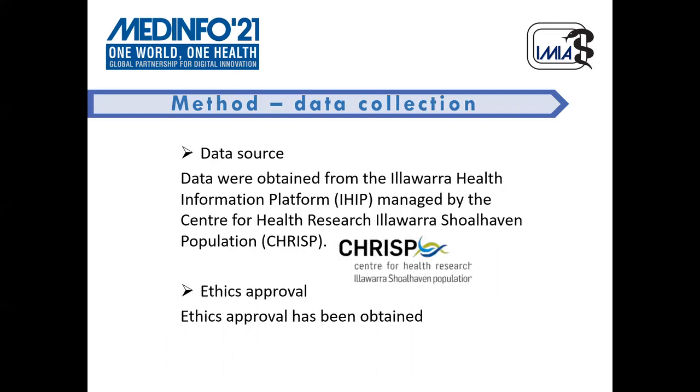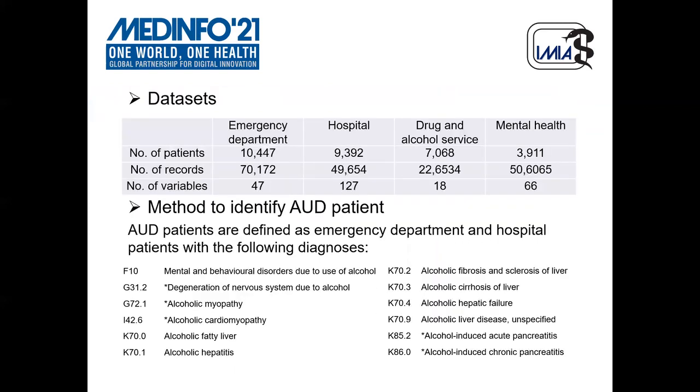Now I will introduce the data. The data were obtained from the Illawarra Health Information Platform managed by CHRISP, and the ethics approval was obtained. And then let's see the table. 40 identified datasets were extracted from IHIP. They are emergency department dataset, hospital dataset, drug and alcohol service dataset, and the mental health dataset. And the sample of each dataset is huge enough, containing tens of thousands of records.